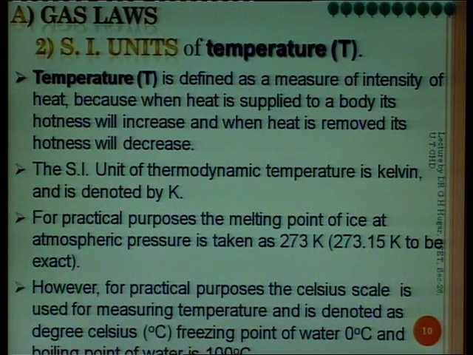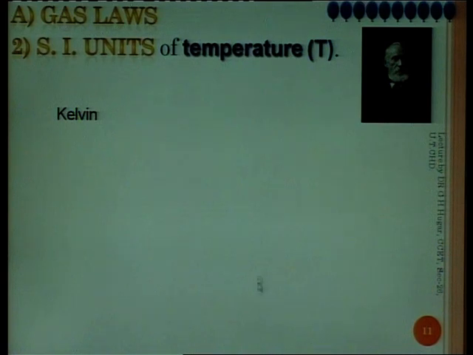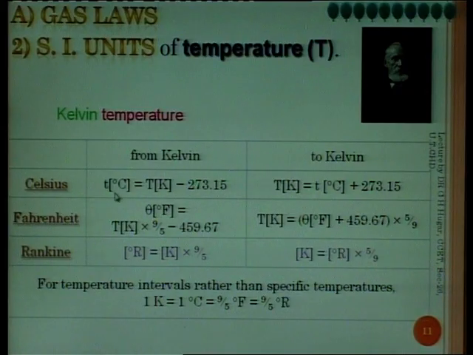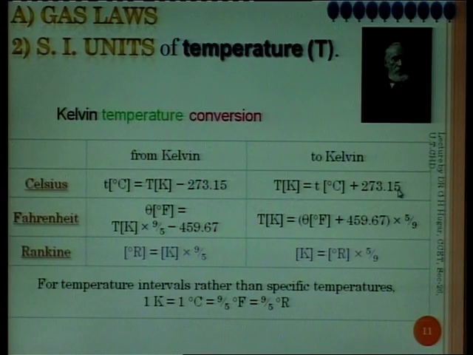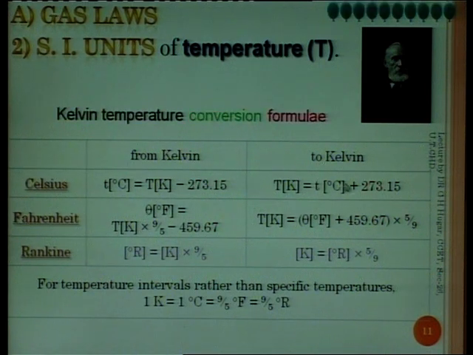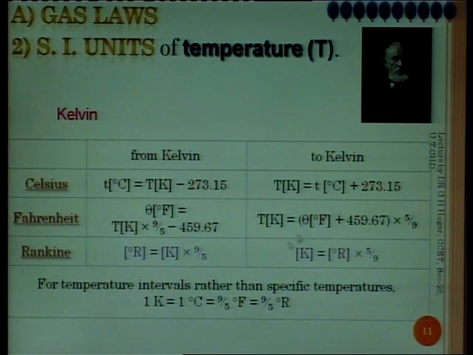For practical purposes we use degree Celsius also. There is a conversion factor, which you have studied in the first chapter: if you have Kelvin, subtract 273.15 and you will get degree Celsius. If you have degree centigrade, add 273.15, and you can convert the temperature into the Kelvin scale. Fahrenheit is also there, and the Rankine unit too, but for this lecture we will restrict ourselves to these two units, degree Celsius and Kelvin.